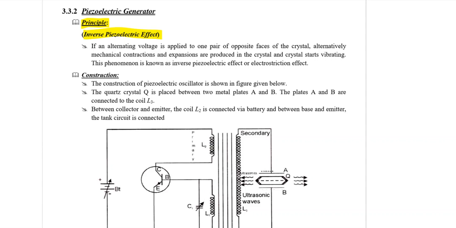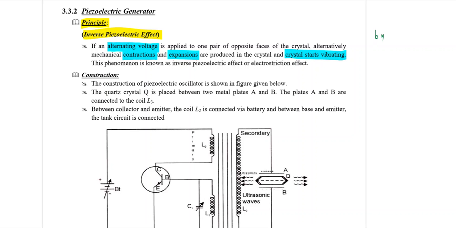Now let us discuss the piezoelectric generator. The basic working principle of the piezoelectric generator is the inverse piezoelectric effect. So let us read that also. If an alternating voltage is applied to one pair of opposite faces of the crystal, here we apply an alternating voltage, AC voltage, to the crystal. Alternately, mechanical contraction and expansions are produced in the crystal and the crystal starts vibrating.